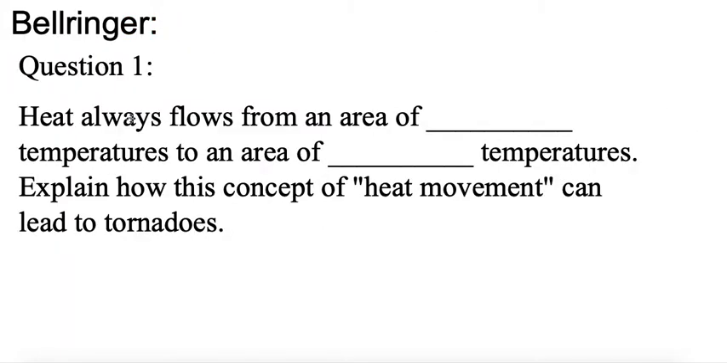So our bell ringer for the lesson: heat always flows from an area of blank temperatures to an area of blank temperatures. Explain how this concept of heat movement can lead to tornadoes. So remember, heat kind of moves like pressure. It moves from an area of higher temperatures, or let's say warmer temperatures here, to an area of colder temperatures.